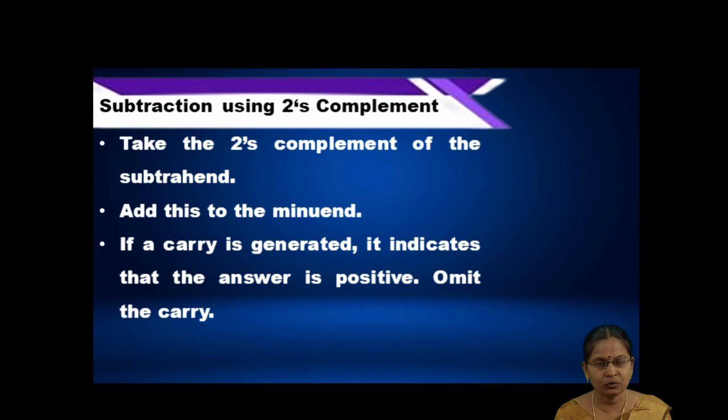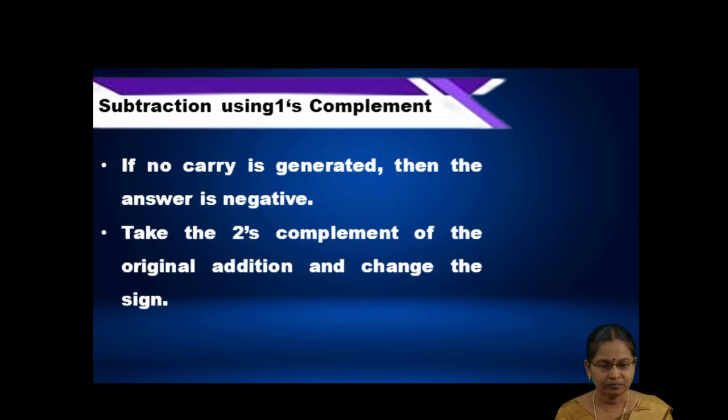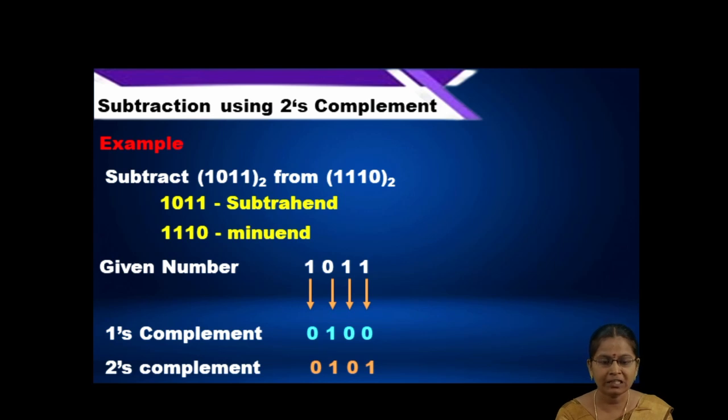Next, subtraction using 2's complement form. In order to do subtraction using 2's complement, we have to take the 2's complement of the subtrahend and add the minuend to it. If there is a carry, it indicates that the answer is positive, so omit that carry. If no carry is generated, then the answer is negative. We have to find the 2's complement of the addition result and change the sign. So this is an example for subtraction using 2's complement.